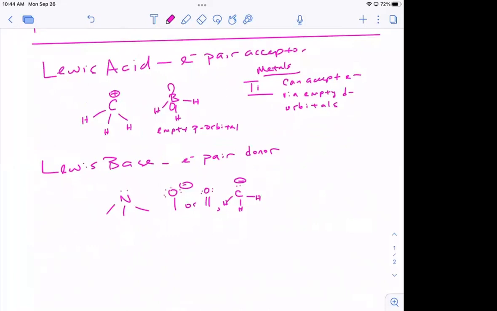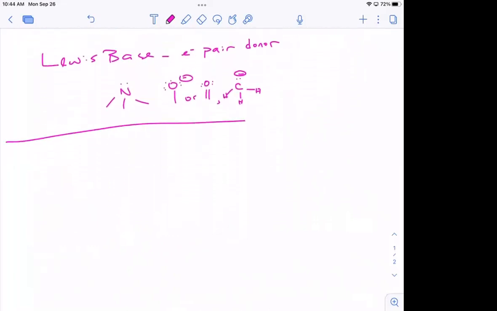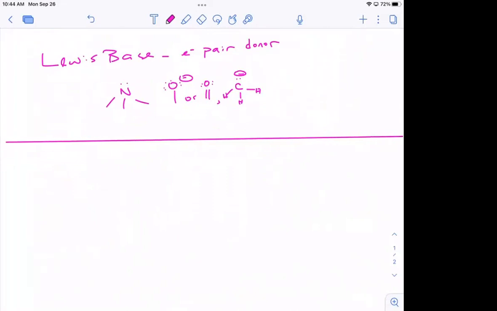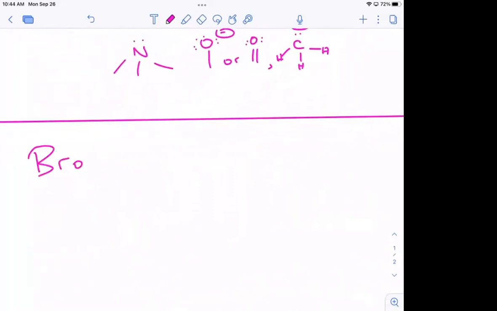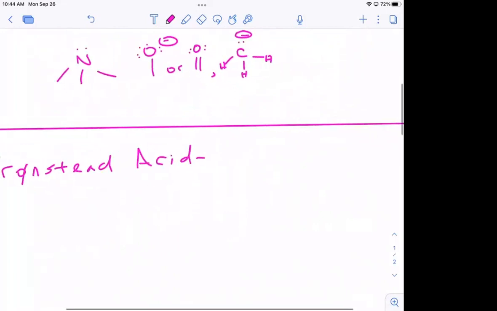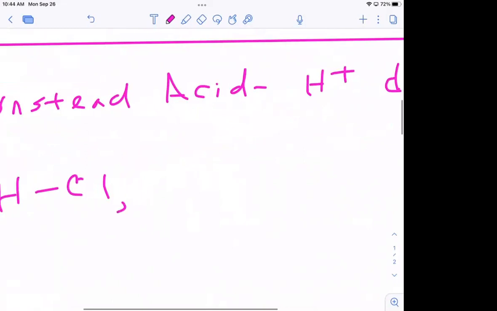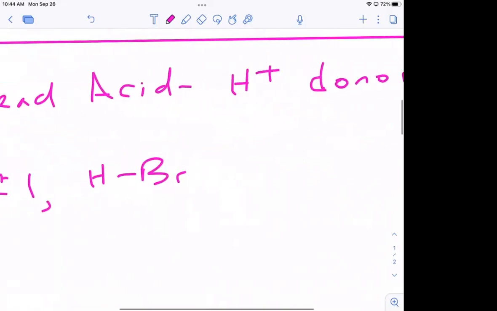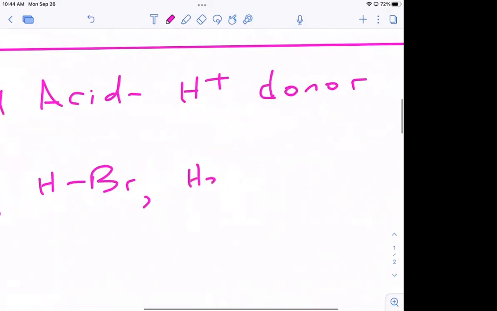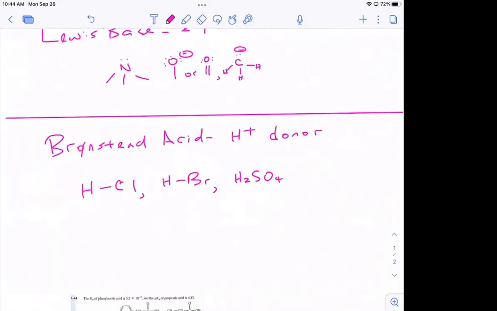But when we think about acids, we learned in general chemistry about Bronsted acids. That is an H plus or proton donor. So something like HCl, like HBr, sulfuric acid, something like that. So anything that can donate a proton.